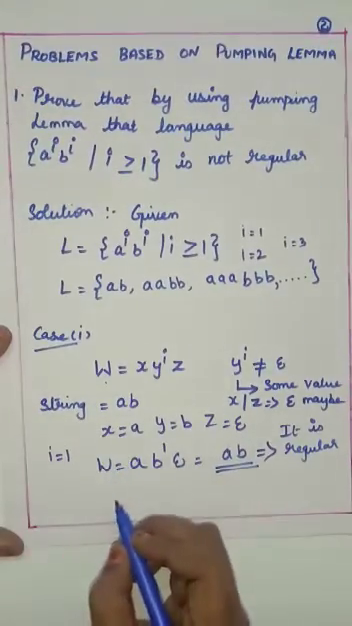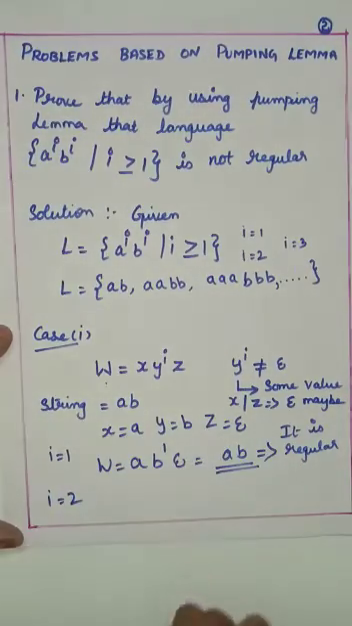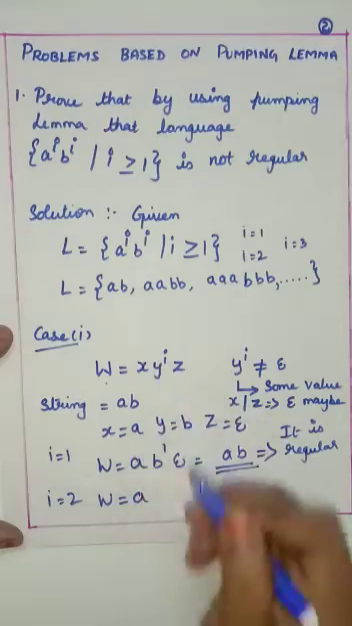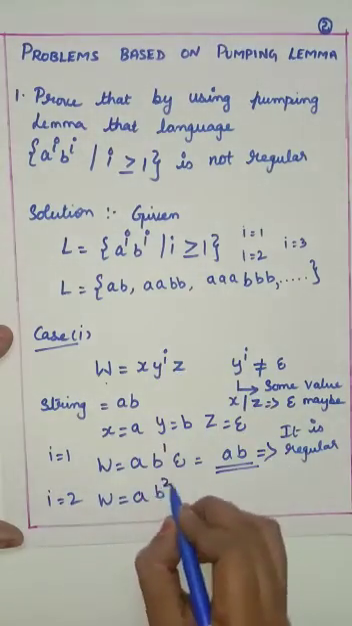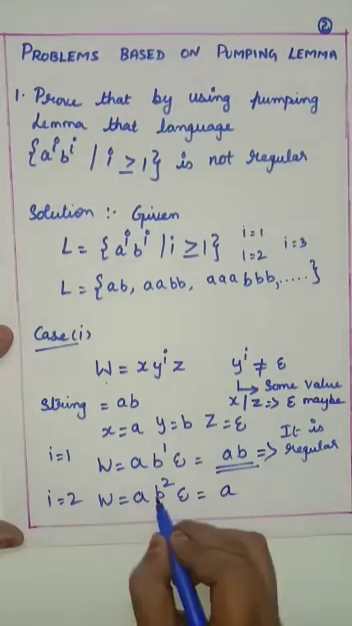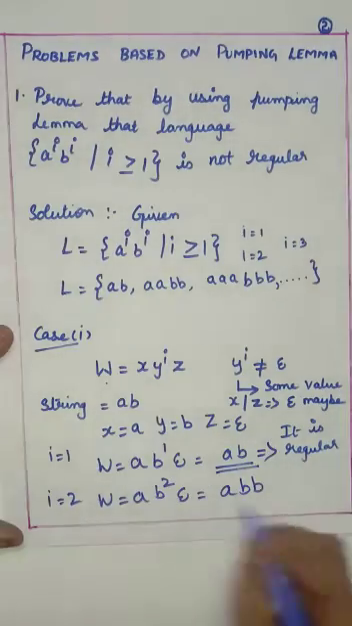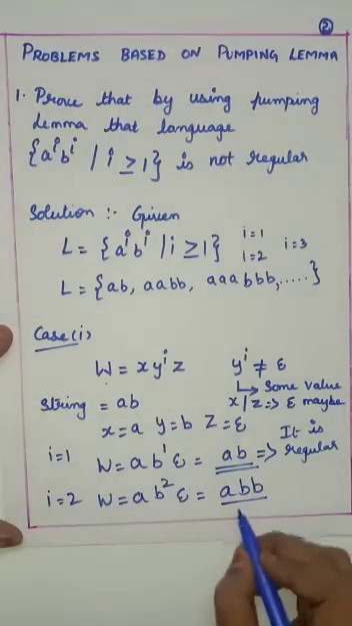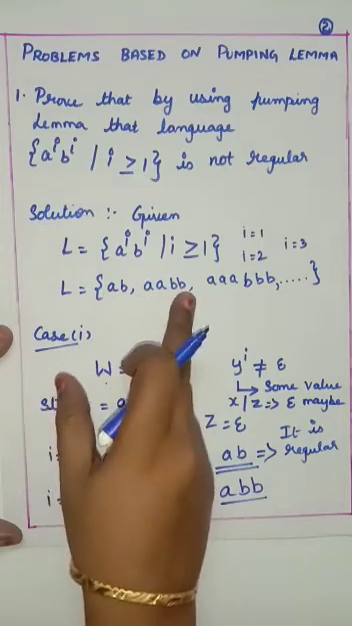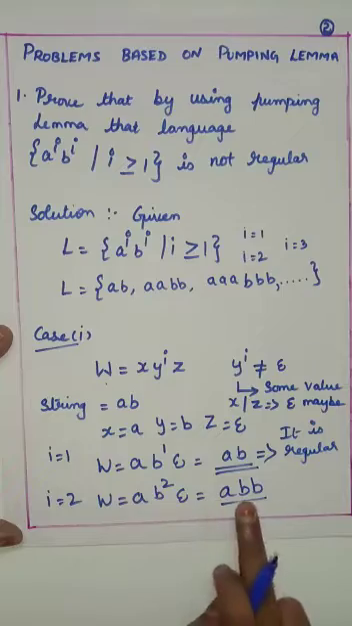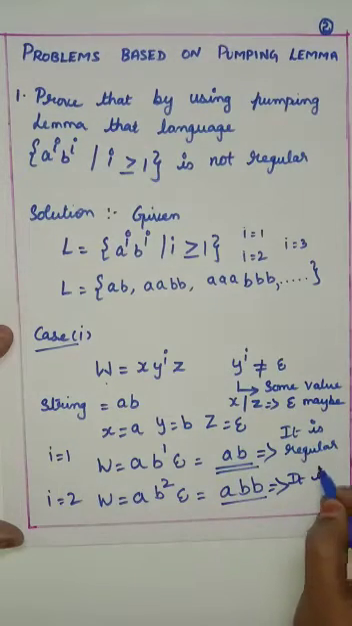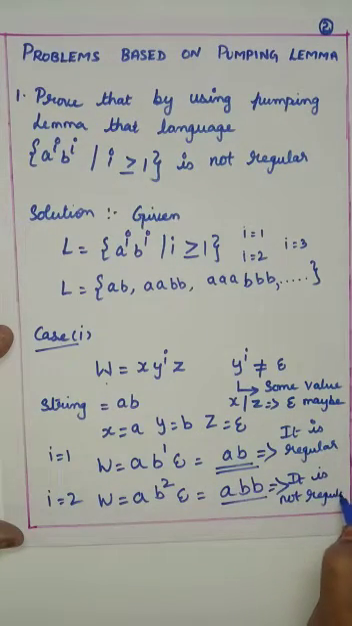Okay, now I am going for the second one. The i value is equal to 2, increasing the i value. W is equal to x, y to the power of i, z. The x value is a, the y value is b, for i the value is square, and the z value is epsilon. So what will happen? A, b square. B square is nothing but b into b, and z is epsilon, which means abb. I am going to check whether the string abb is in the language L. See here, ab is there, aabb is there, but here one a and 2 b's are coming. So this is not in the language. So it is not regular. I am announcing it is not regular.